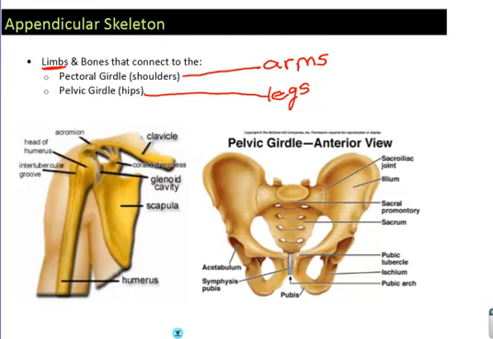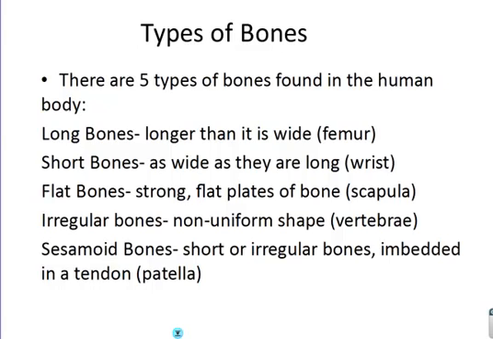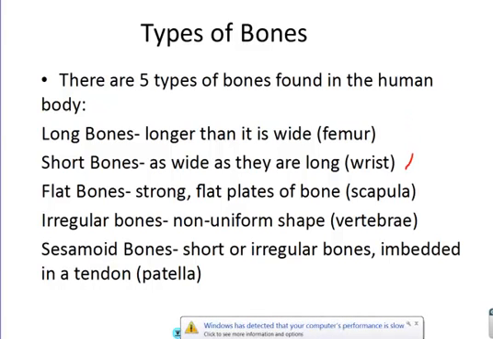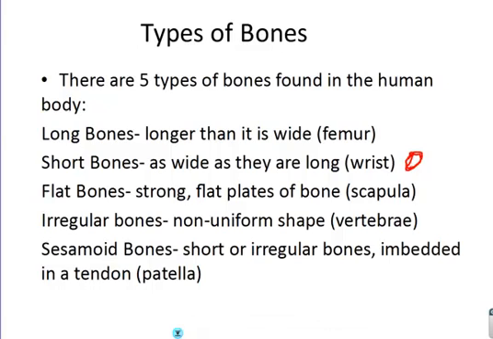Now, all of these different bones come in different types. There are 5 types of bones found in the human body. You have long bones, which are like your femur and your humerus, longer than they are wide. Short bones are often found in your wrists. They can be kind of squarish in shape sometimes, kind of like this. They are smaller and they're usually in groups working together, so your wrist and your ankles. Flat bones are strong plates of bone, very flat, they cover a lot of area. So if you think of your scapula, which is your shoulder bone, that's an example of a flat bone.